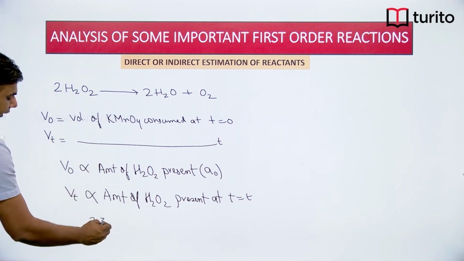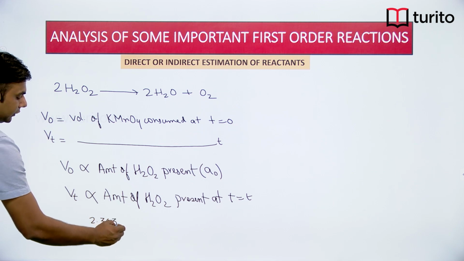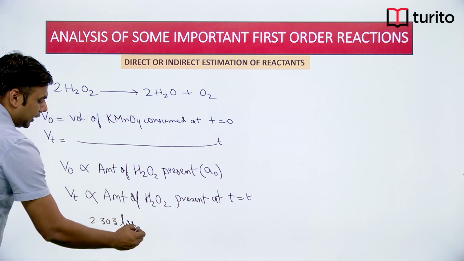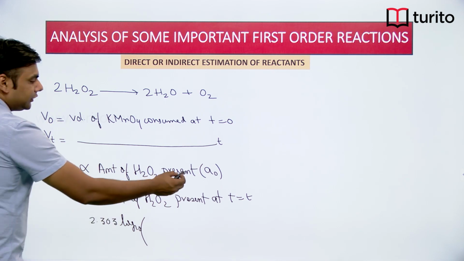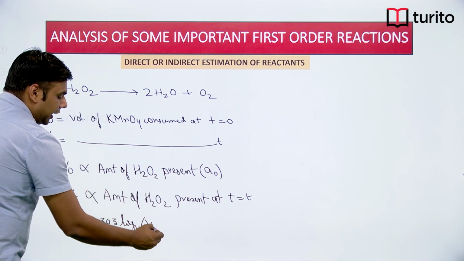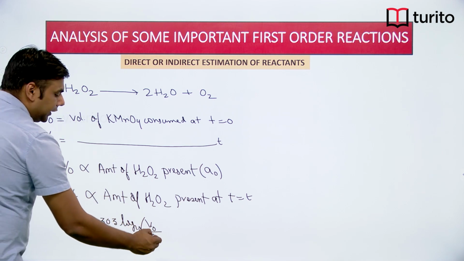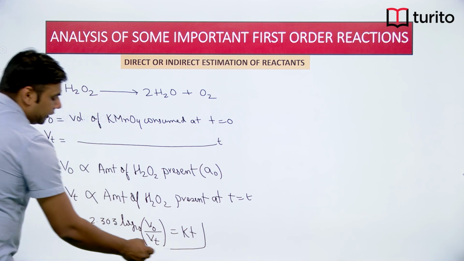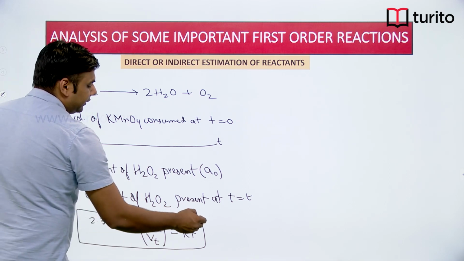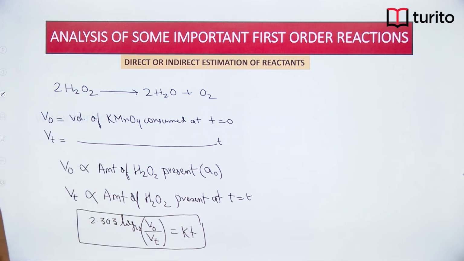We can easily say that because it is a first order kinetic, we can write the kinetic equation as k = (2.303/t) log of base 10. We know that the initial concentration is proportional to V0 and the final concentration is proportional to Vt. So this will be the equation. We will directly put the value of V0 and Vt and we can get the value of the rate constant. I hope this is clear to everyone.